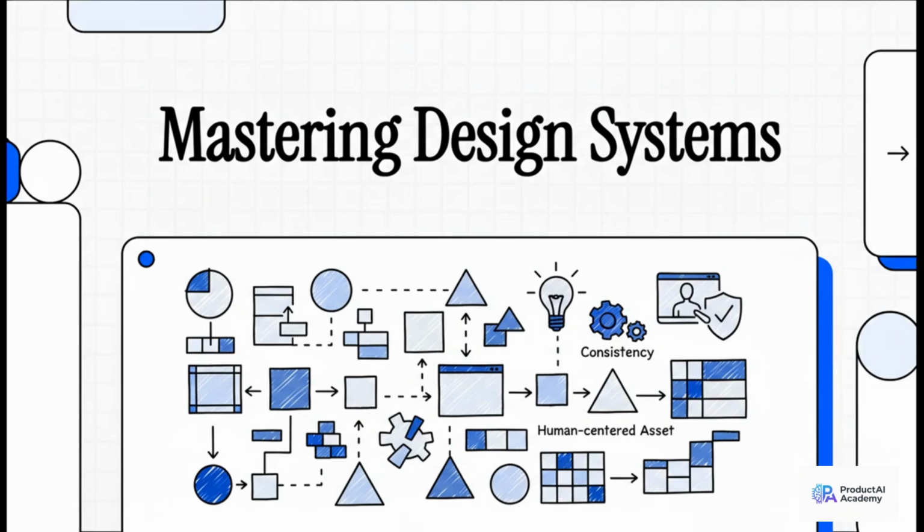All right, welcome everyone. Today, we're diving deep into one of the most critical pieces of infrastructure in modern product development, the design system. If you're looking to apply human-centered design methodologies to solve real-world problems at scale, well, understanding this is absolutely non-negotiable. And let's be clear, this isn't just about aesthetics. It's about building a strategic asset that delivers efficiency, consistency, and ultimately, a way better product.